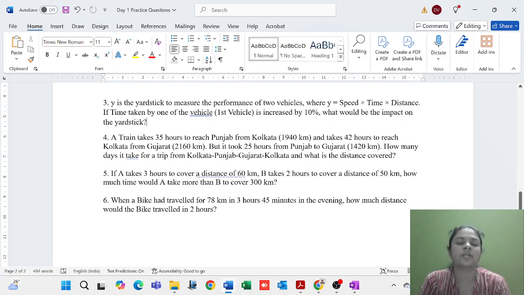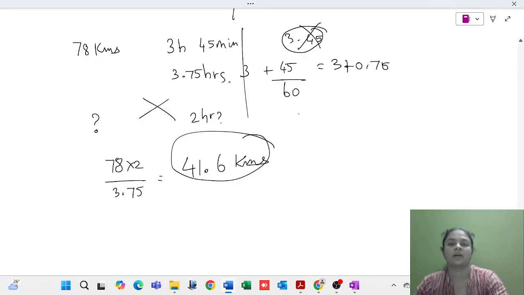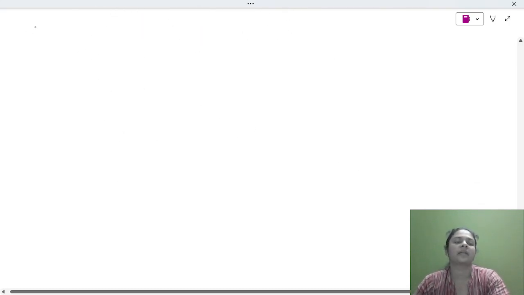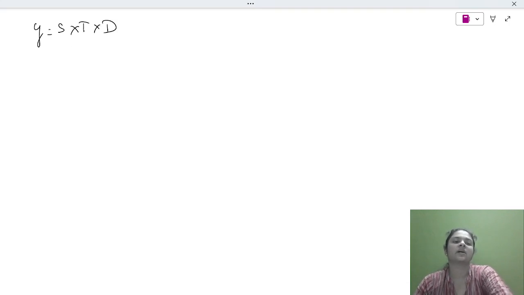And to the third question, y is the yardstick to measure the performance where y is equal to speed into time into distance. If the time taken by one of the vehicles is increased by 10%, now the yardstick is speed into time into distance. Now what happens? The time taken increases by 10%. So can I write it as 100 plus 10%? 110% or 1.1.